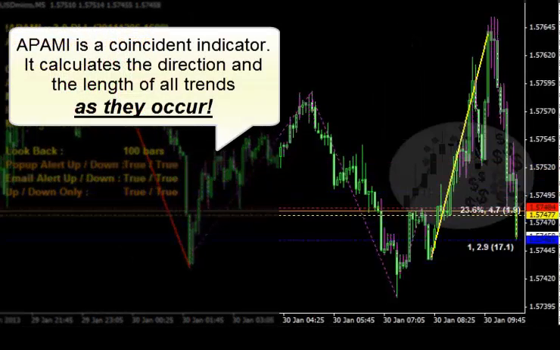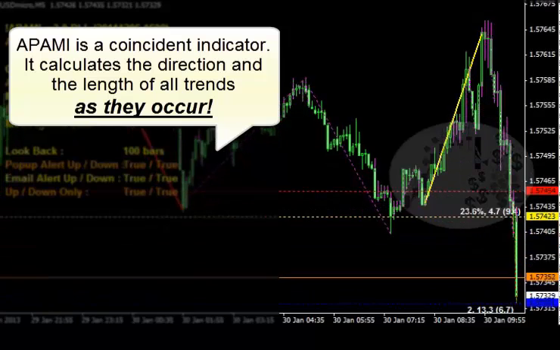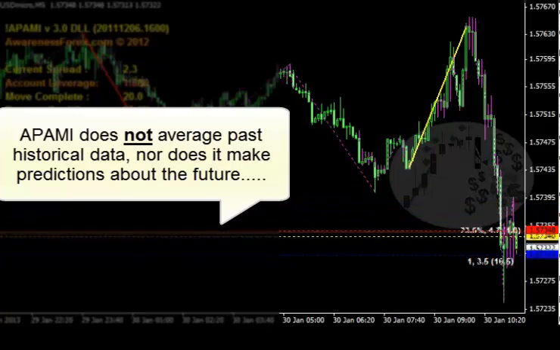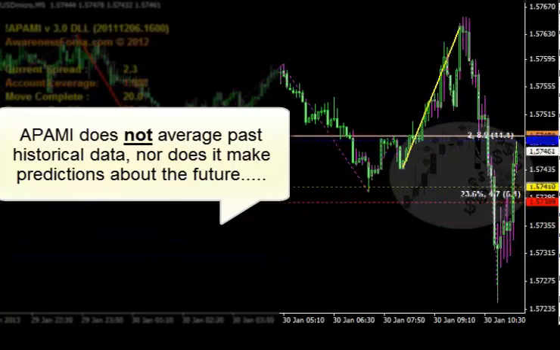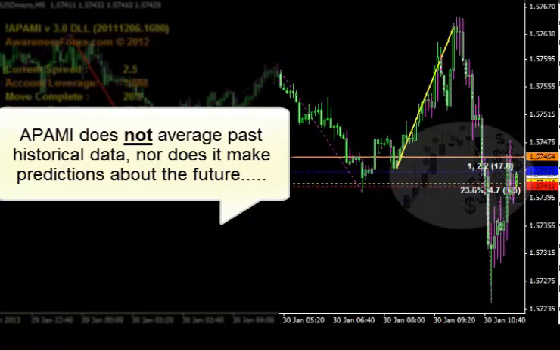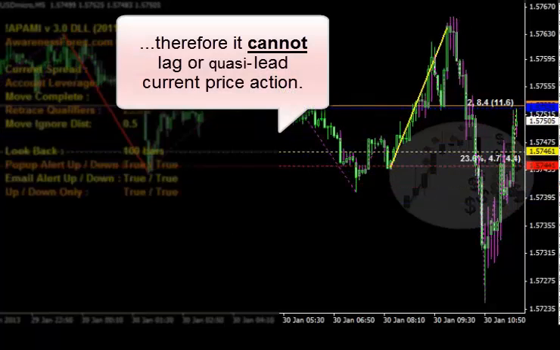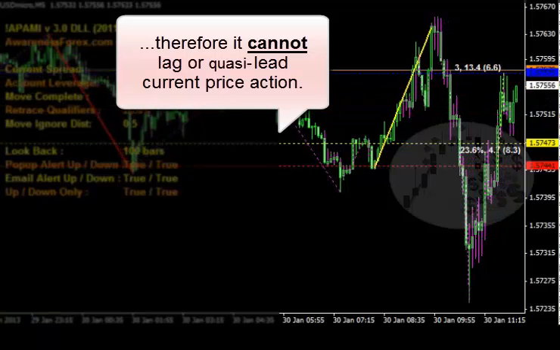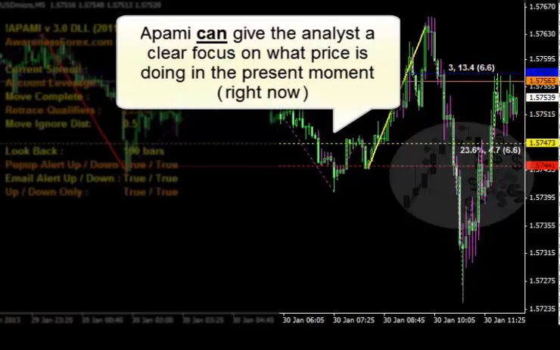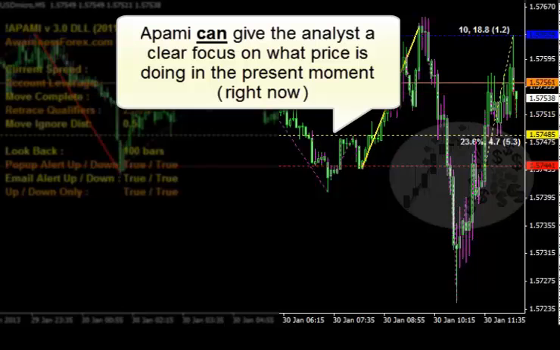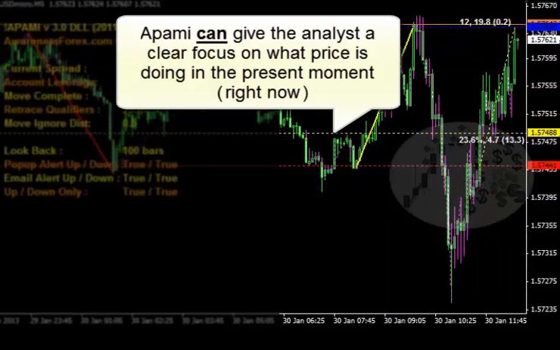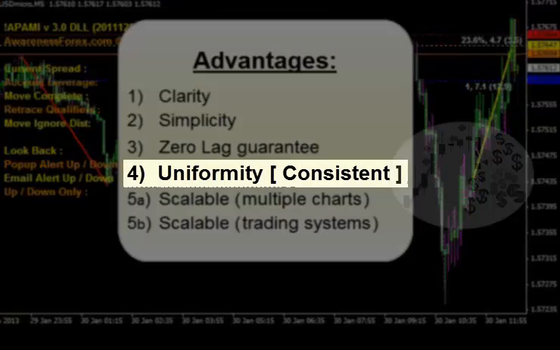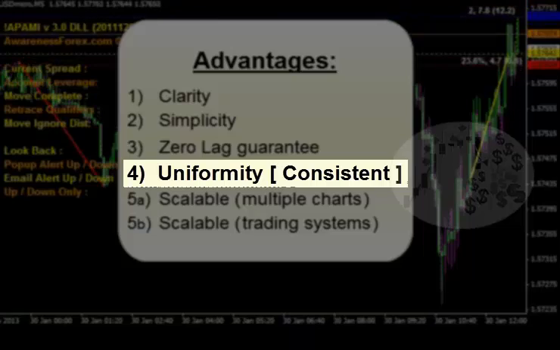APAMI is a coincident indicator. This means it calculates the direction and length of all trends as they occur in real time. There is absolutely no averaging of past data, nor are there any predictions about future activity. So it is actually impossible for the indicator to lag or quasi-lead current price action. All APAMI does is just measure price in real time. So the trader has the ability to focus only on what price is doing in the present moment, or right now. So now let's talk about uniformity or consistency.